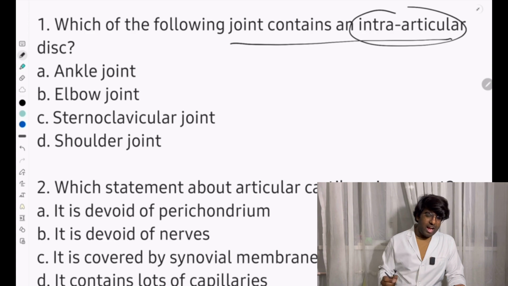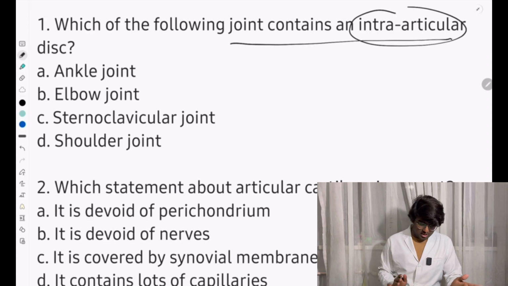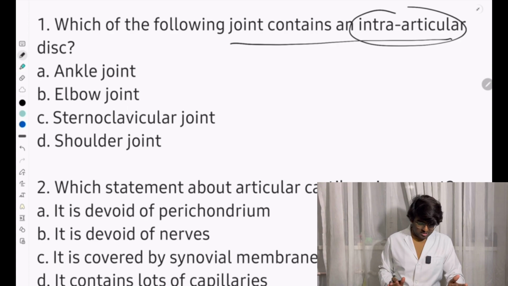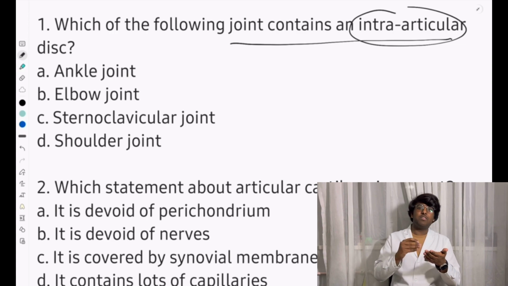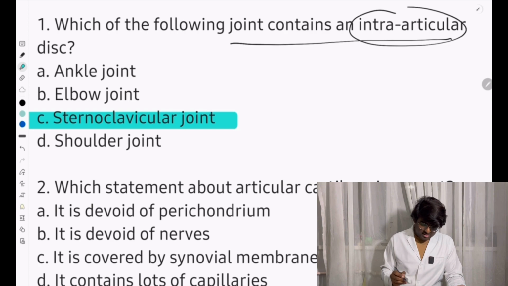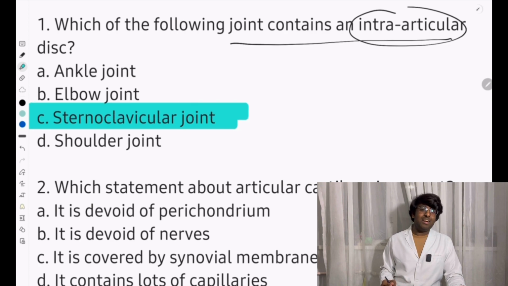So the first one is ankle joint. The ankle joint does not have any disc. The elbow joint also has no disc. The sternoclavicular joint has flat surfaces, so it has the disc. Option C, the sternoclavicular joint, has a disc.